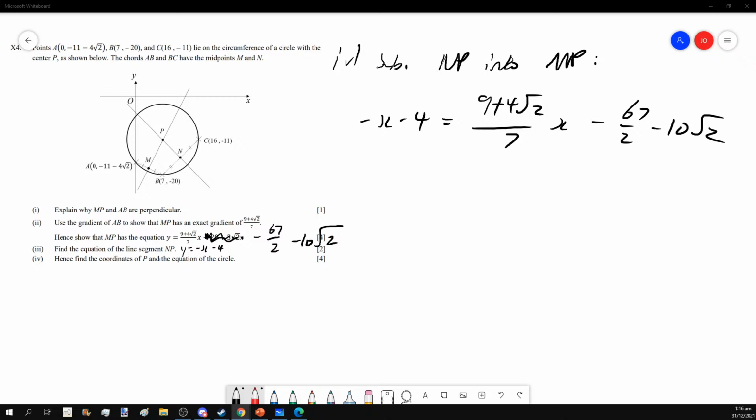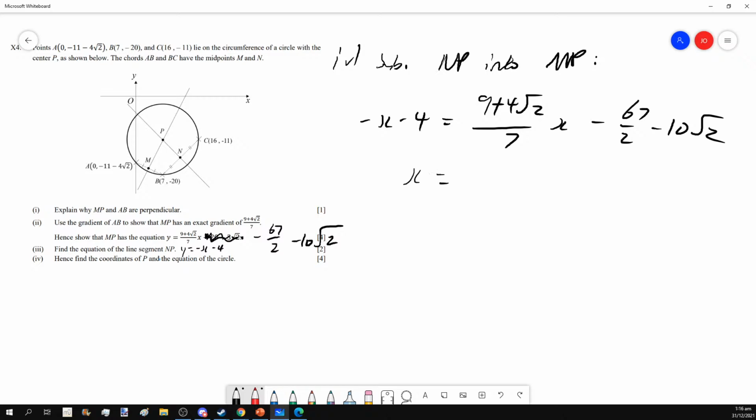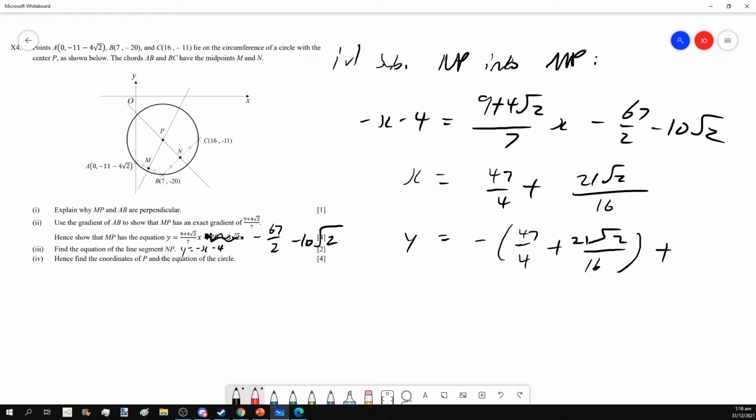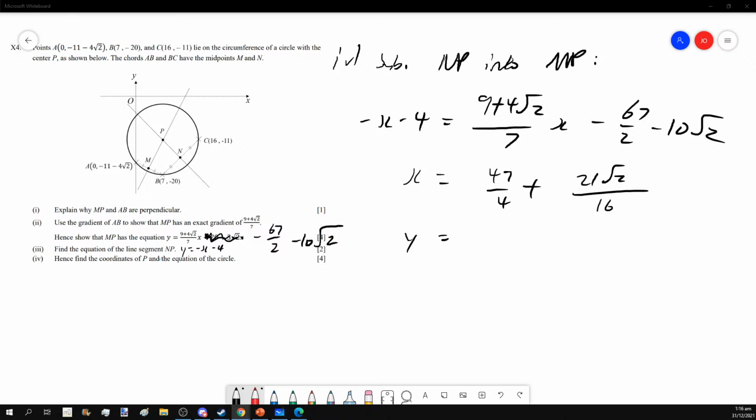I will skip the boring steps. You should get x equals 49 over 4 plus 21 root 2 over 16, like so, right? And therefore y will be equal to the negative of x, which is like that, and then afterwards minus 4, not plus 4. So throw this whole thing into your calculator. You should get a 3SF value.